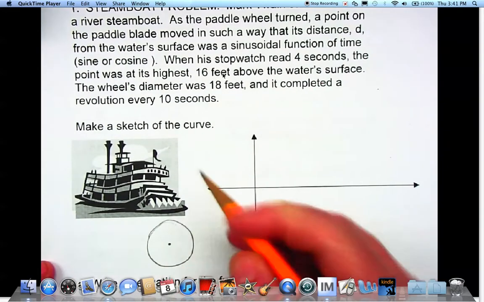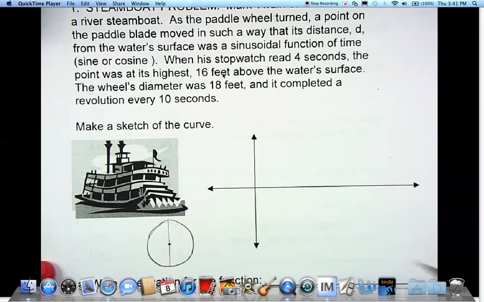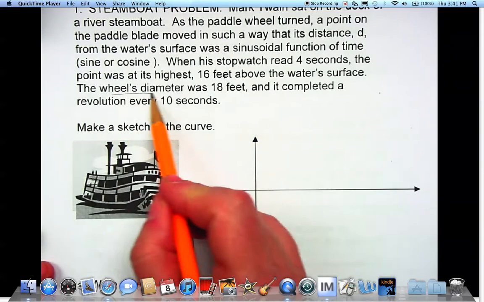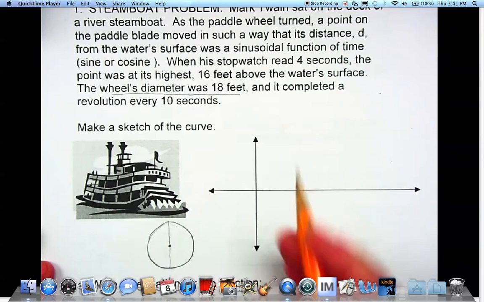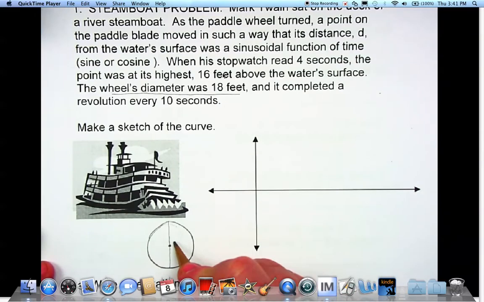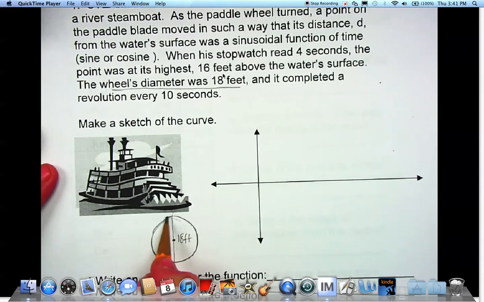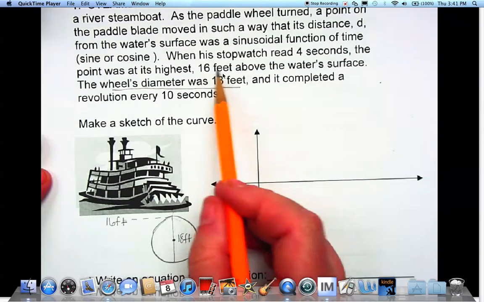How tall was the wheel? Oh, did it say? Let's see, the diameter. Highest at 16 feet. Yeah, but what was the diameter? 18 feet. So the wheel is 18 feet tall, right? Okay, and the highest point on the wheel is at what? 16 feet. Okay. And it's above the water surface.